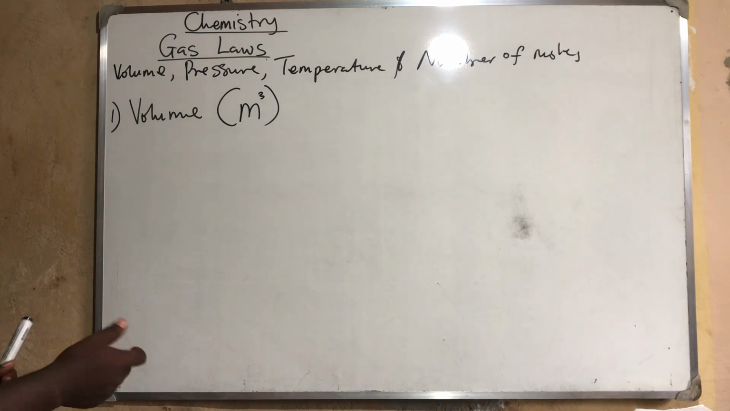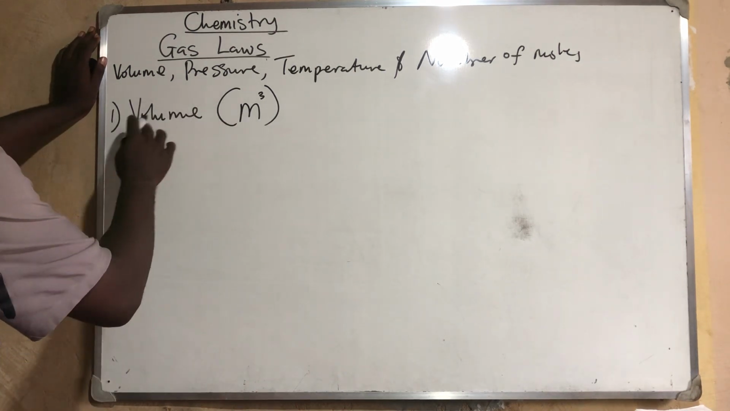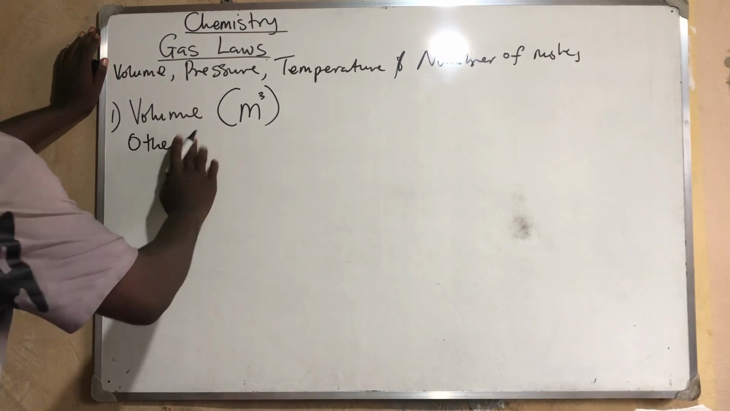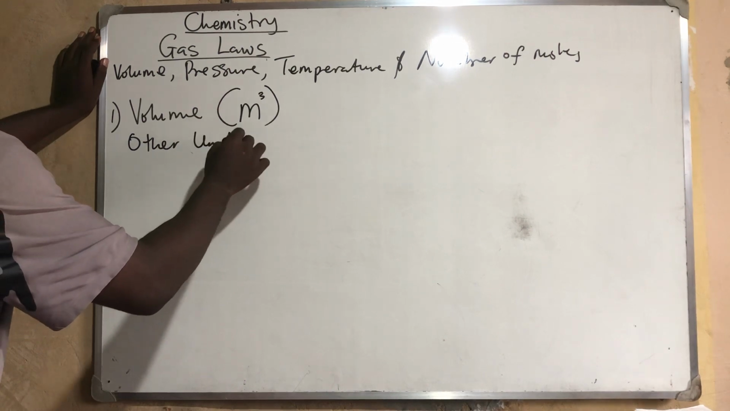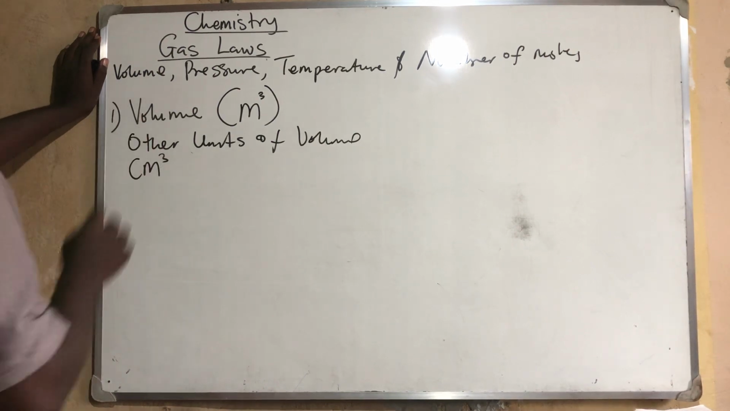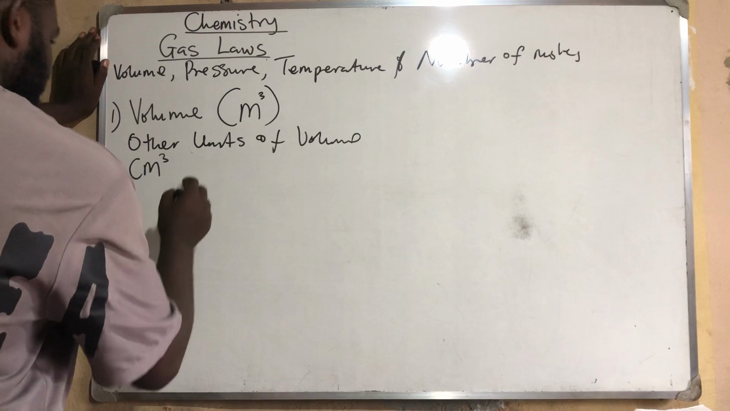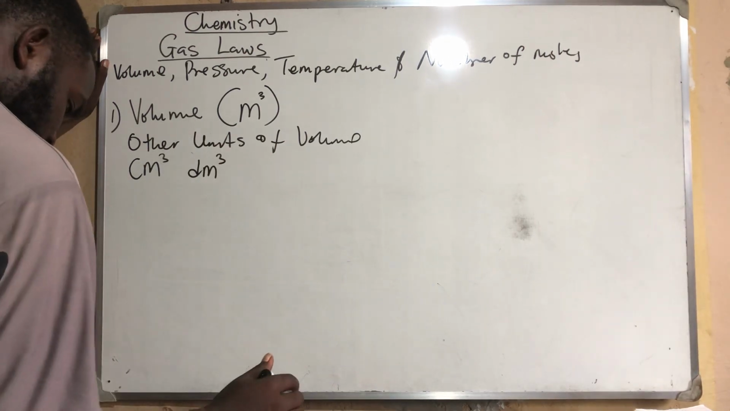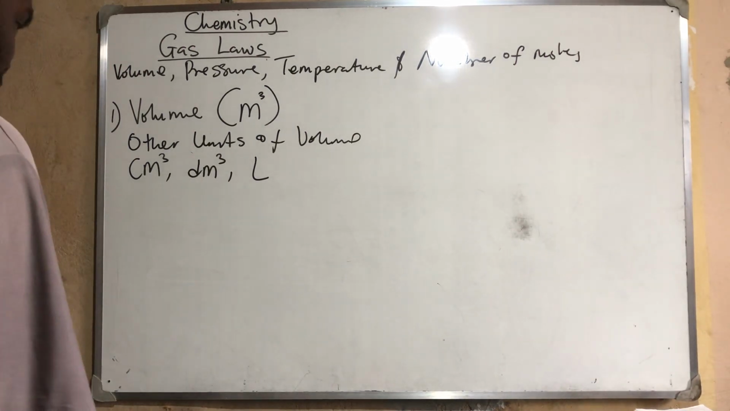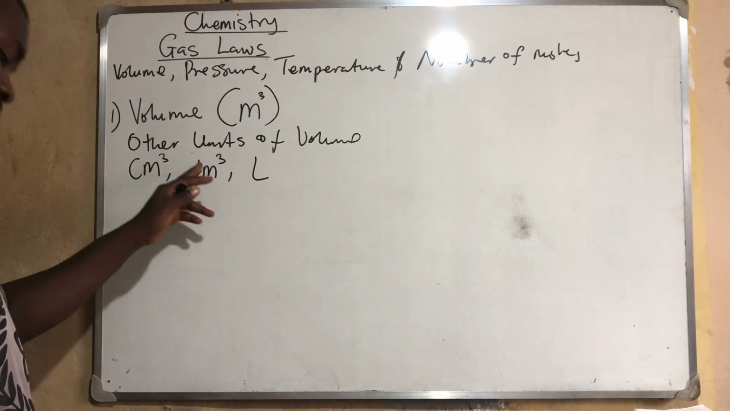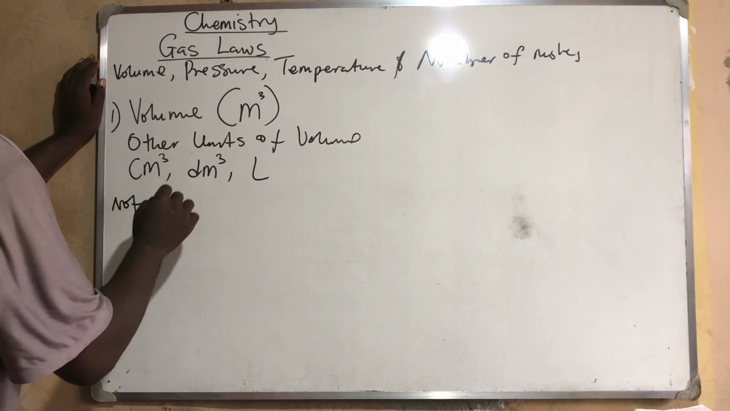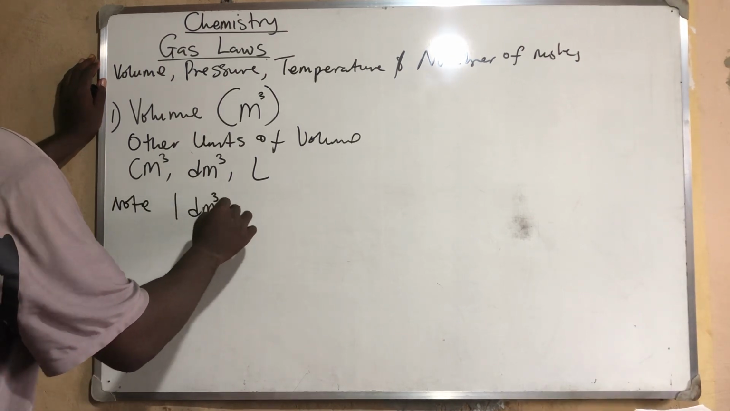So what do we use? We use other units of volume, not the SI unit. The SI unit is the standard one, which is the meter cube. The other units are cm cube, dm cube, and liter. These three are very important. Note that 1 dm cube is the same thing as 1 liter.